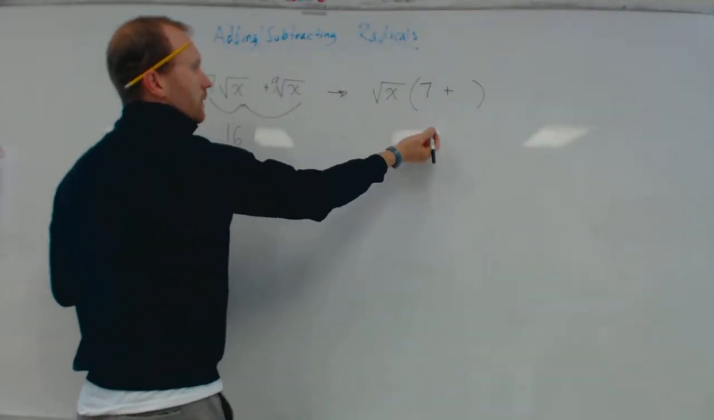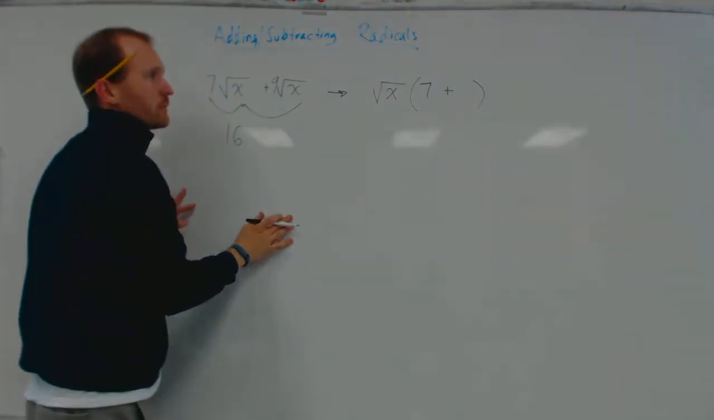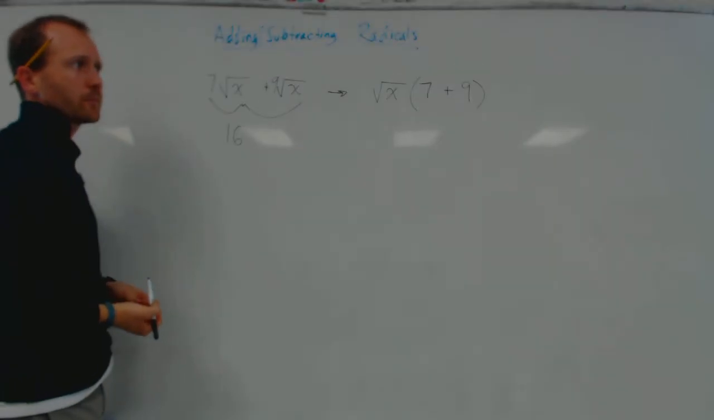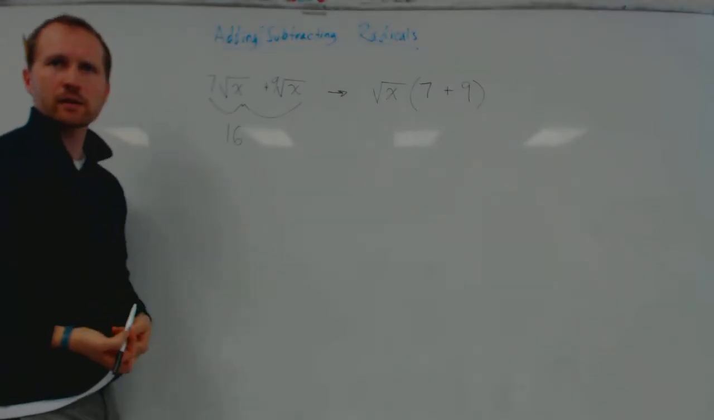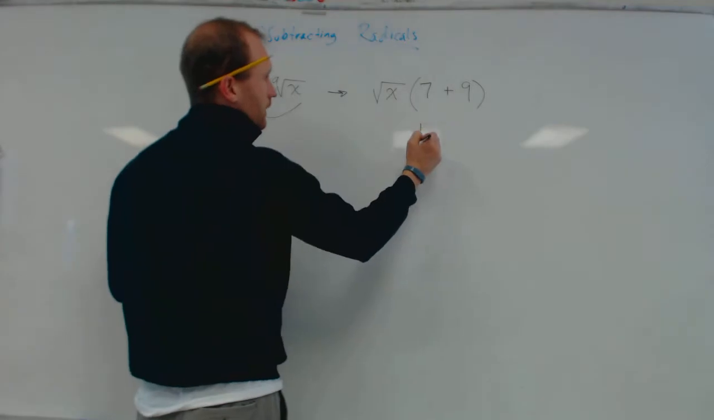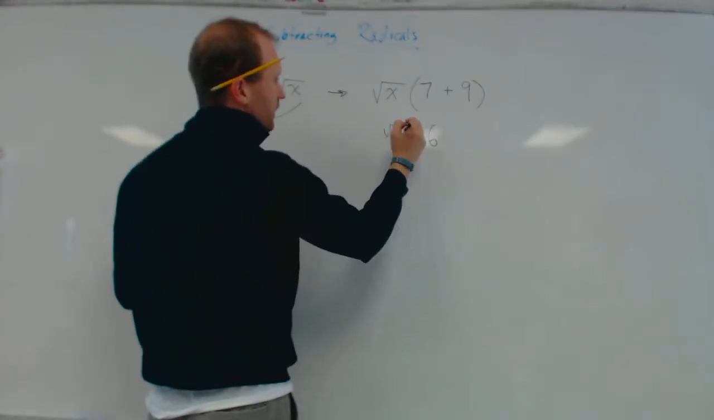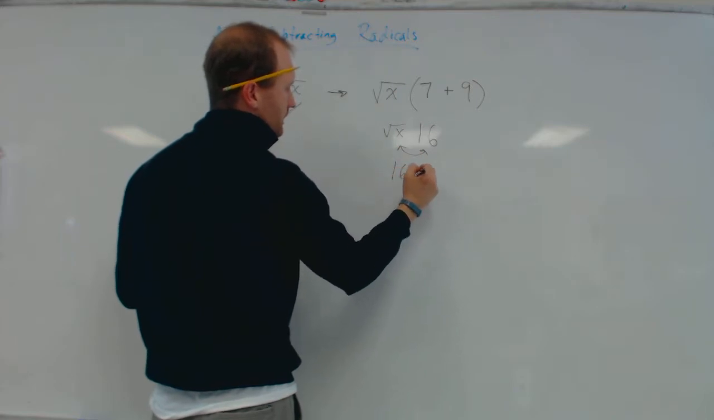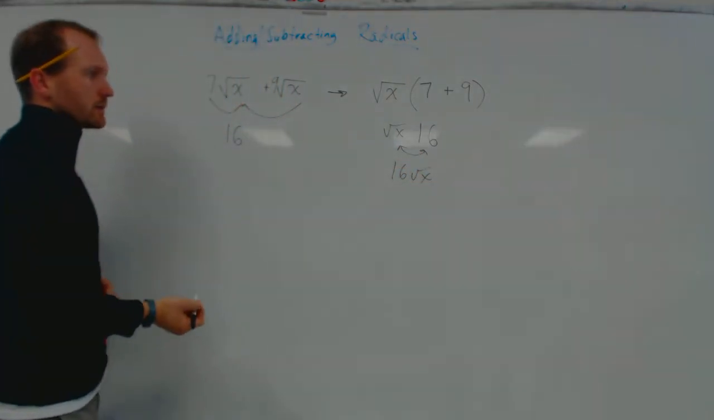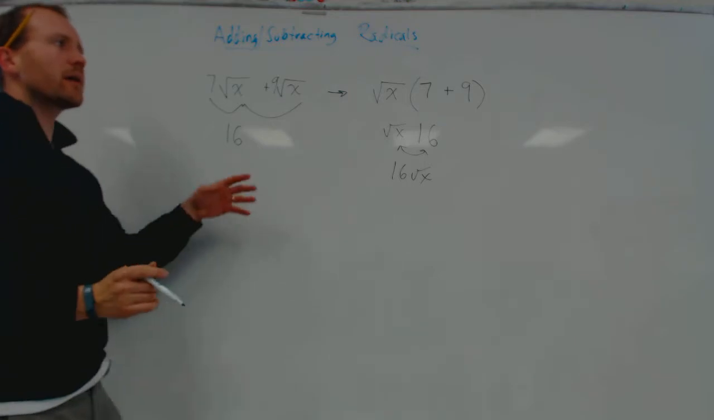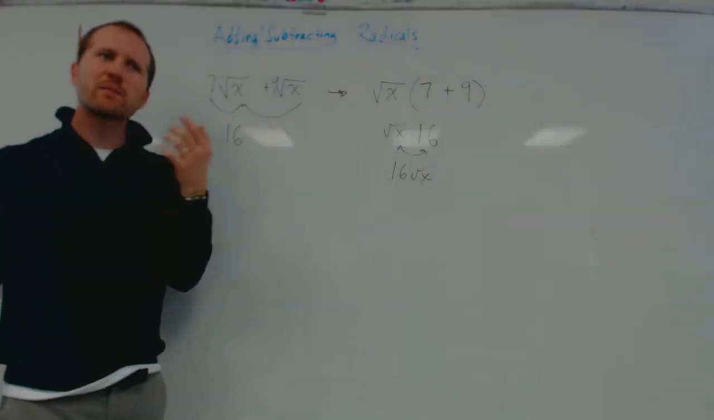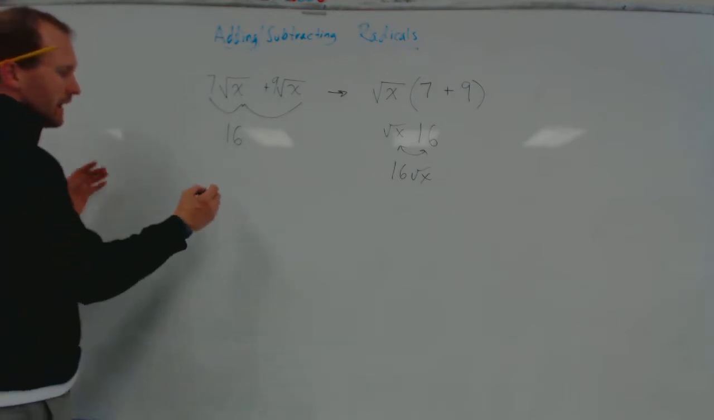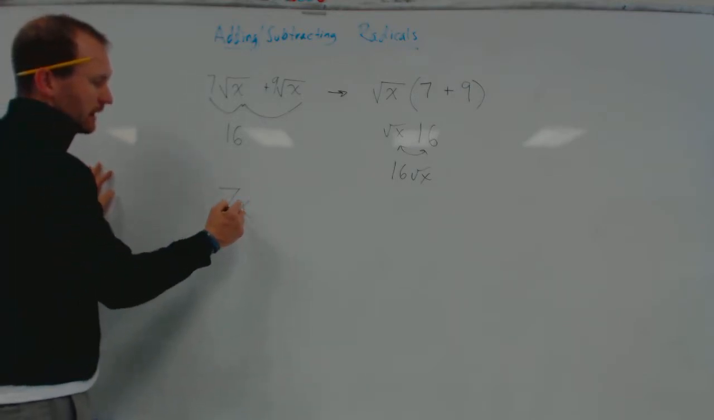Plus, what would I put here? 9. What is 7 plus 9? 16. So I'm just left with the square root of x times 16, or I can flip that around and say 16 square roots of x. So that's one way of thinking about it. But there's a much simpler way, which is just to think about when we added or combined like terms.